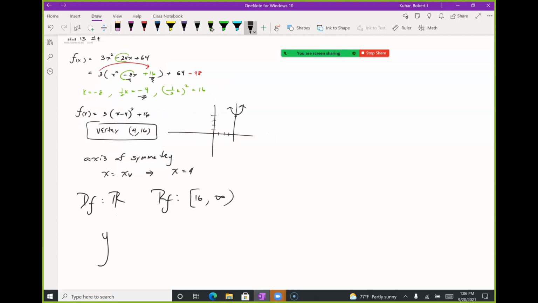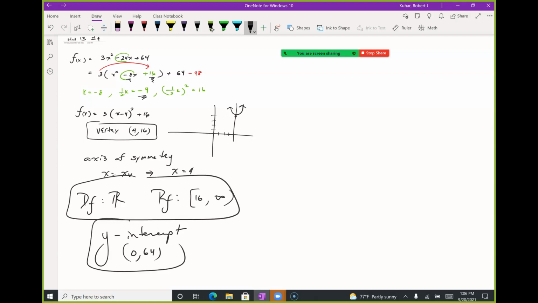What else do I have? I have a y-intercept of (0, 64). That's about it. You can't do much else. They can't ask me anything else about quadratics.